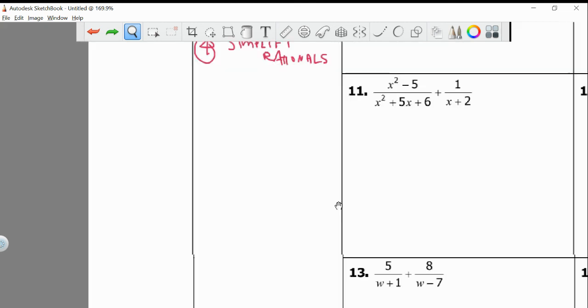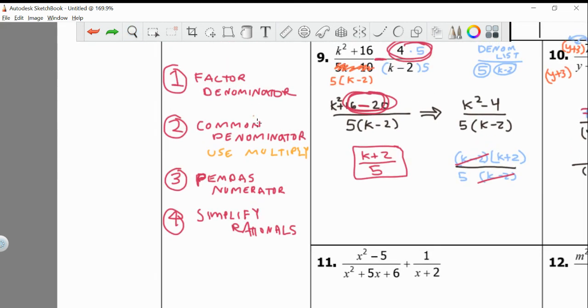Again, we've got this strategy for unlike denominators. Factor the denominators, then get the common denominators using multiplying. PEMDAS the numerator, use Algebra 1, and then simplify. All right, that's it for adding and subtracting rationals.